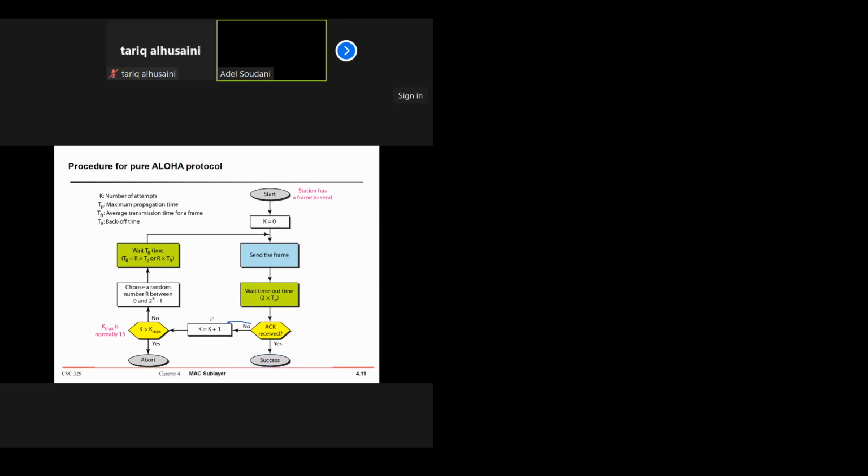Otherwise, we increment the counter: k = k + 1. If it exceeds a certain maximum value that is equal to 15, I mean, if we exceed 15 trials, then we have to abort and stop trying to transmit the frame. But otherwise, we pick a random value r in the interval 0 to 2^k - 1. Take into account that k is the sequence number of the trial.